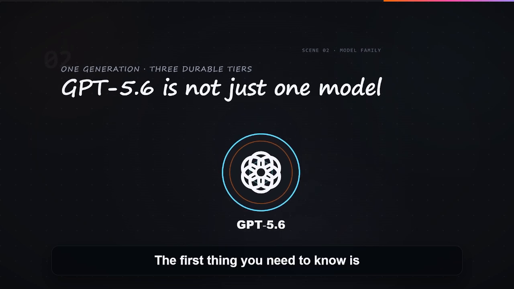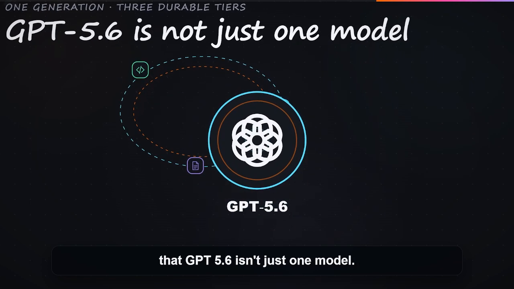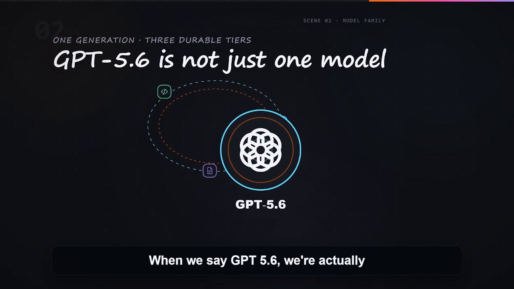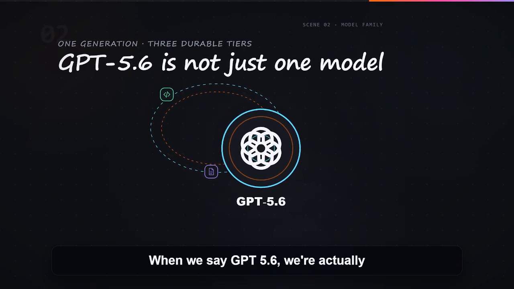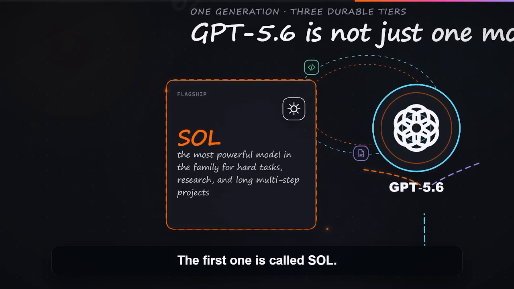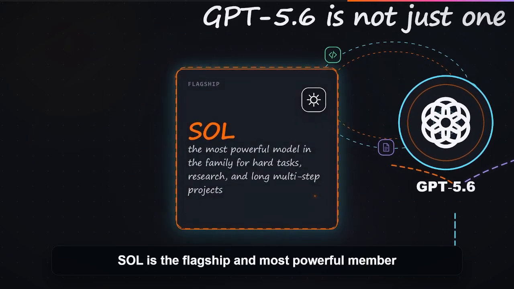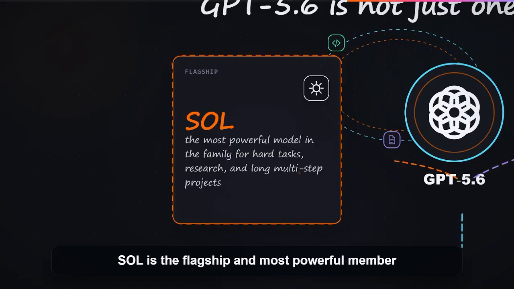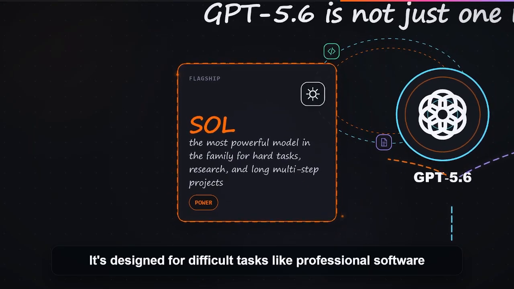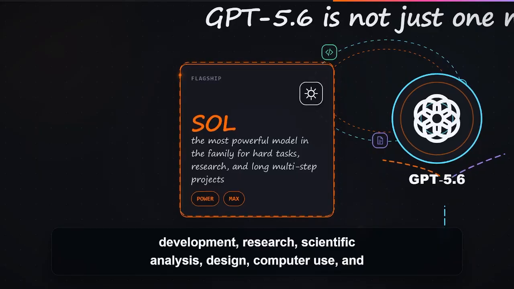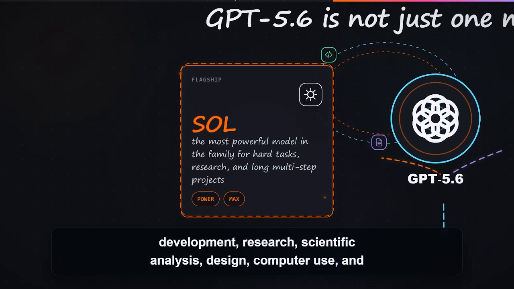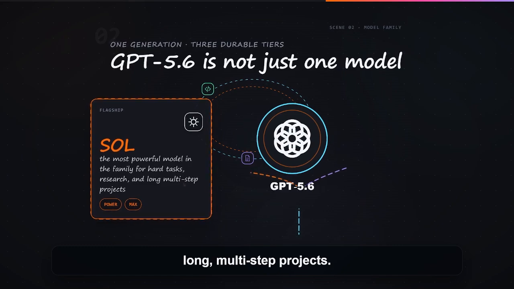The first thing you need to know is that GPT 5.6 isn't just one model. When we say GPT 5.6, we're actually talking about a family of 3 different models. The first one is called Sol. Sol is the flagship and most powerful member of the family. It's designed for difficult tasks like professional software development, research, scientific analysis, design, computer use, and long multi-step projects.